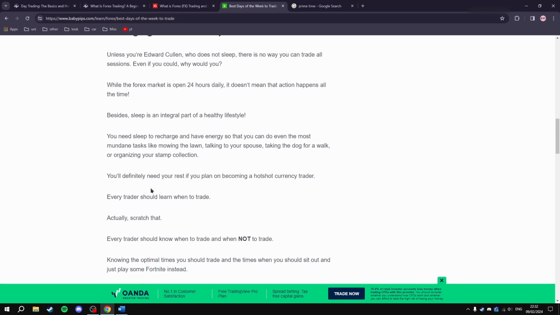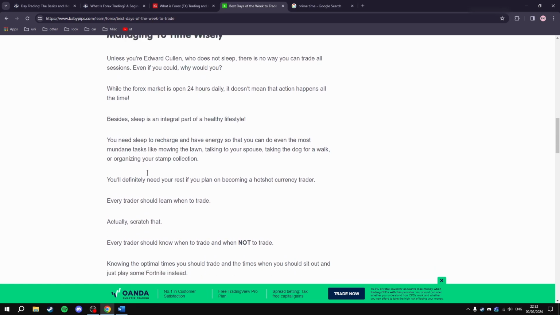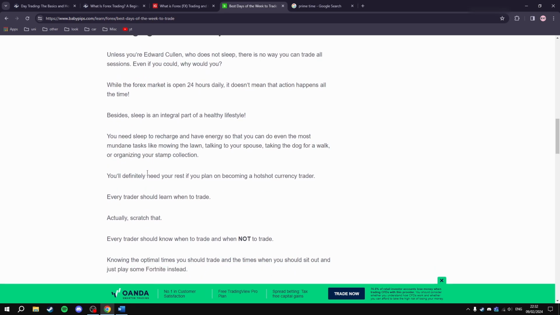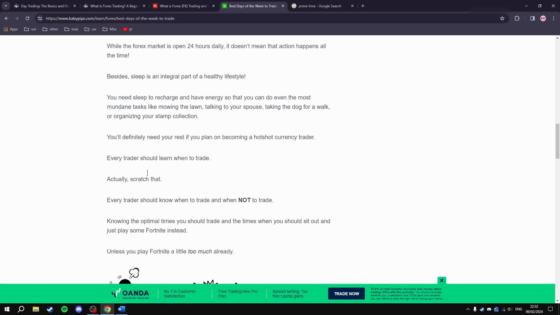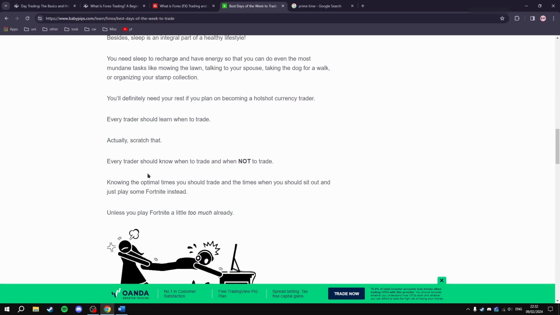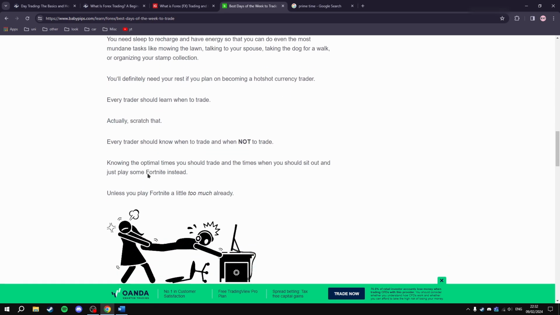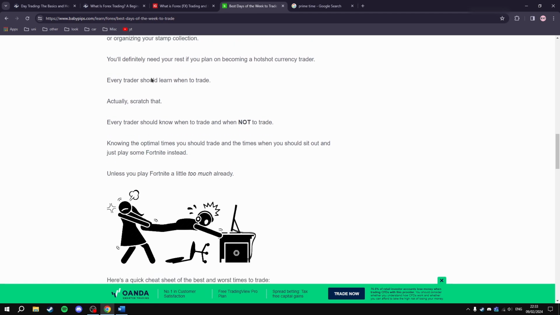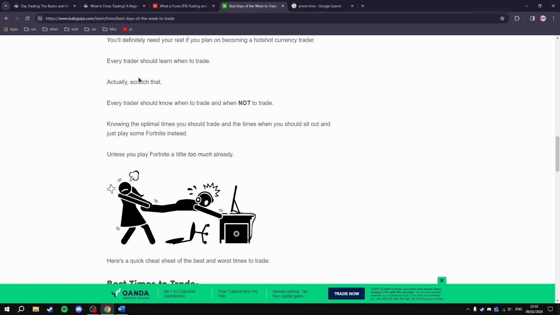Managing your time wisely. Unless you're Edward Cullen, who does not sleep, there is no way you can trade all sessions. Even if you could, why would you? While the Forex market is open 24 hours daily, it doesn't mean that action happens all the time. Besides, sleep is an integral part of a healthy lifestyle. You need to sleep to recharge and have energy so that you can do even the most mundane tasks like mowing the lawn, talking to your spouse, taking the dog for a walk, organising your stamp collection. You'll definitely need your rest if you plan on becoming a hotshot currency trader.